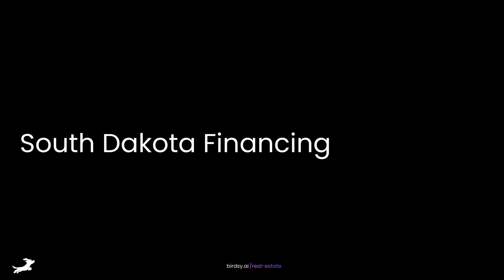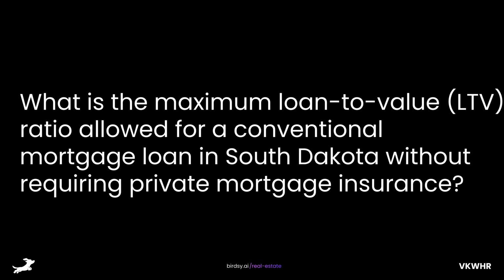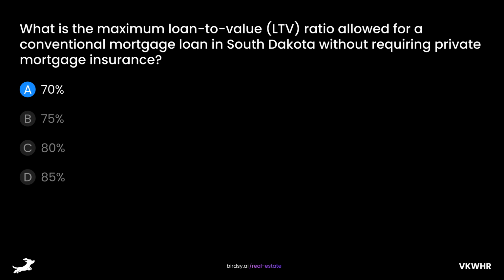Let's check your understanding of South Dakota real estate financing. Mortgage loans and financing options. What is the maximum loan-to-value ratio allowed for a conventional mortgage loan in South Dakota without requiring private mortgage insurance? Is it A, 70%, B, 75%, C, 80%, or D, 85%? The answer is C, 80%.